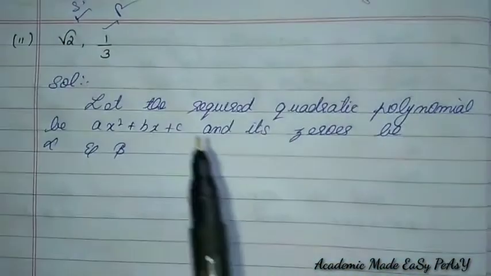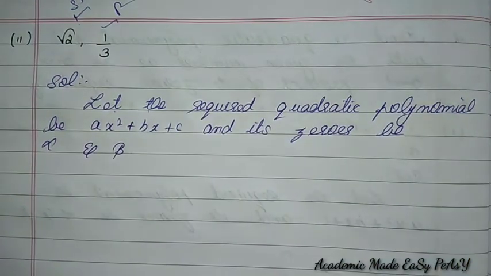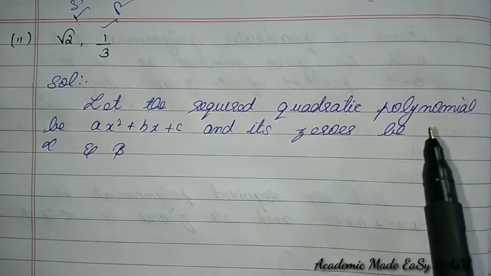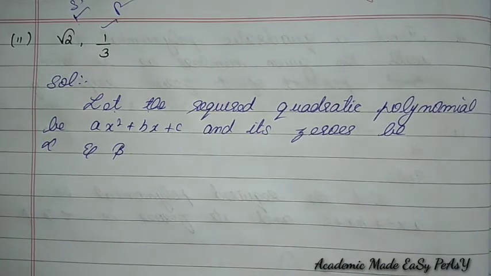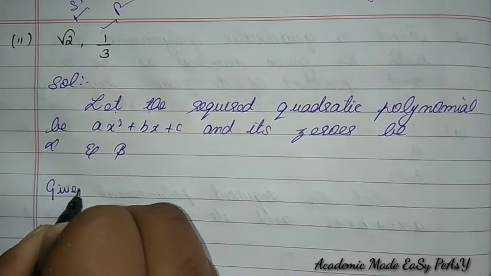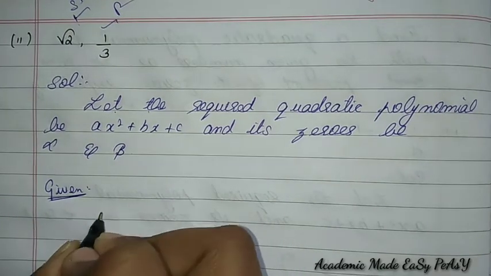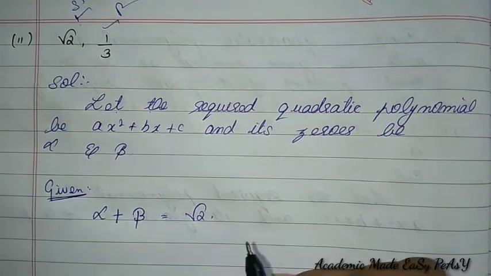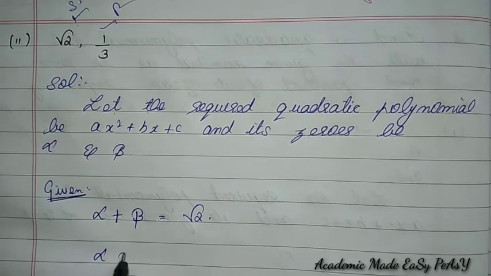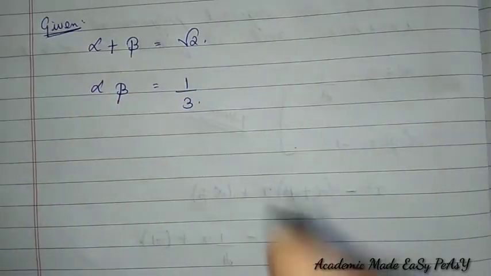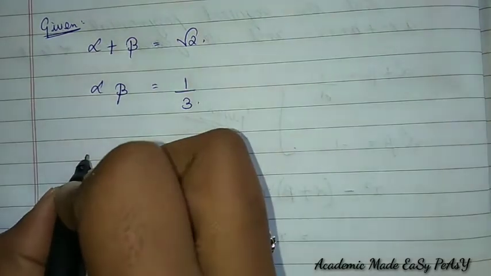This is the sum of zeros and this will be the product of zeros, and I have taken this as: let the required quadratic polynomial be ax square plus bx plus c and its zeros be alpha and beta. So now I will write what all is given. So what is given here? Sum of zeros, that is alpha plus beta, is equal to root 2 and alpha into beta is 1 by 3. So with this I will find the quadratic polynomial.